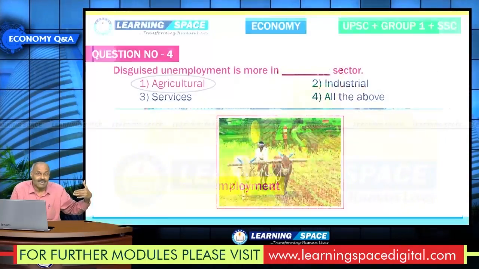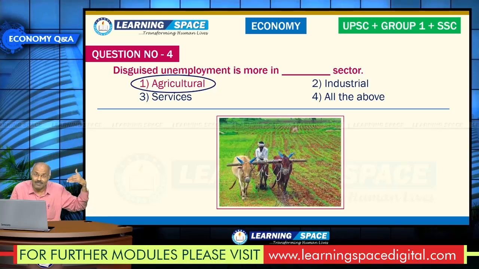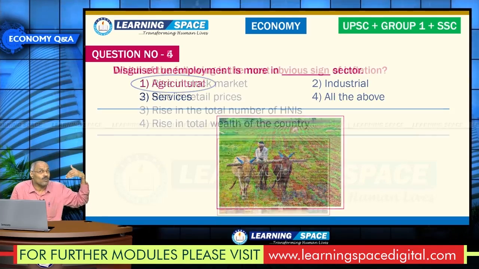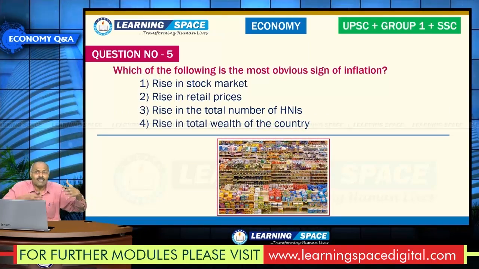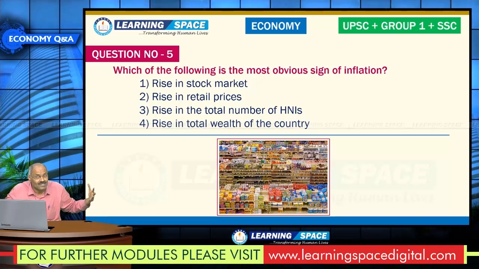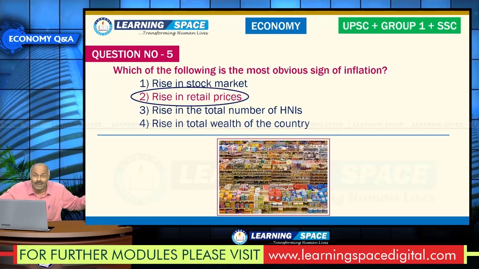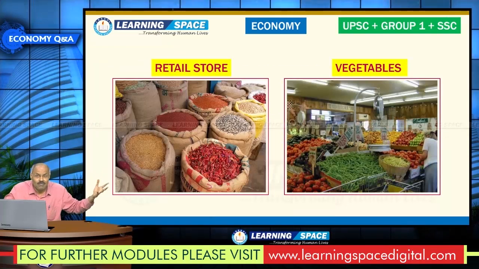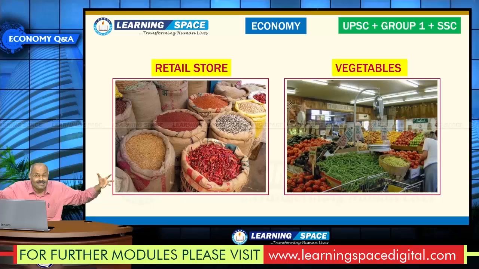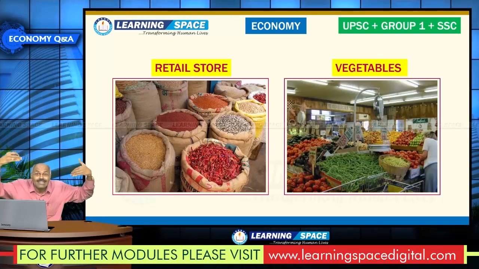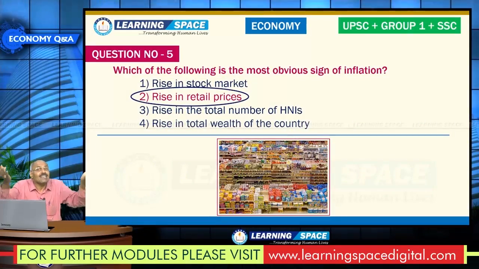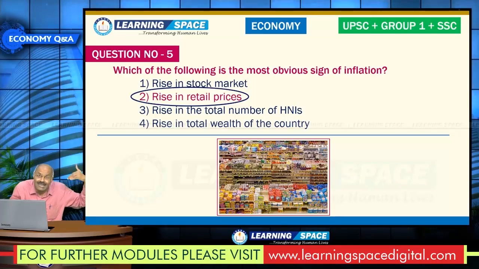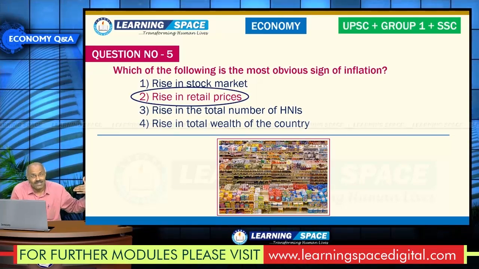Right friends, let us stop this discussion of unemployment at this juncture. Let us move on to the next question. Which of the following is the most obvious sign of inflation? Rise in retail prices. When we are going to the market to purchase vegetables, to purchase pulses, then when we are feeling the pinch of increase in prices, then it is a clear indication of inflation.